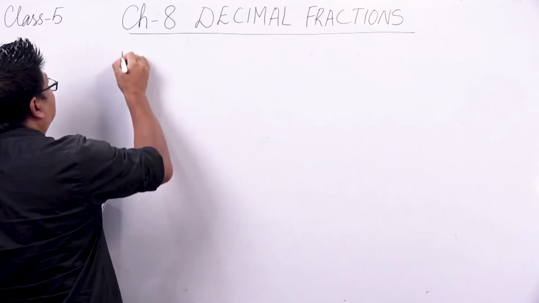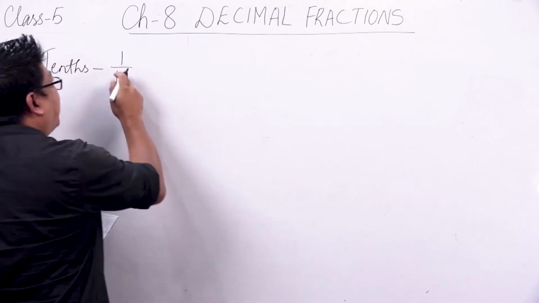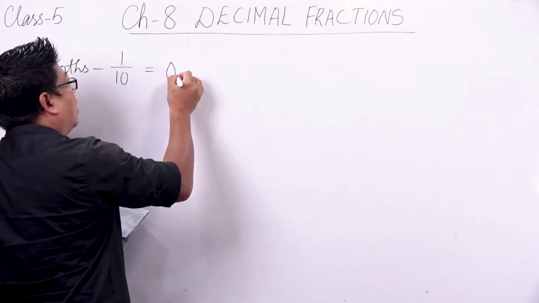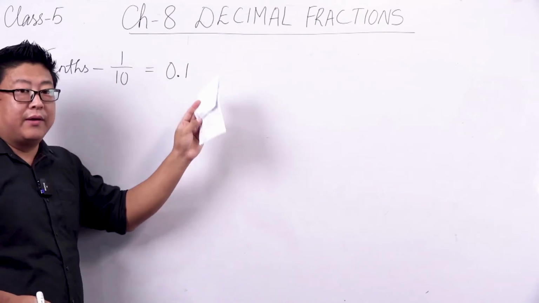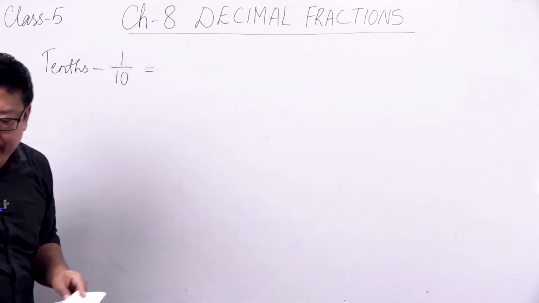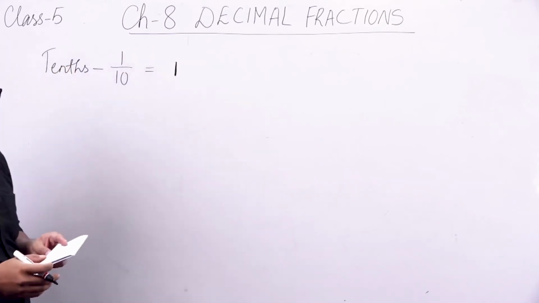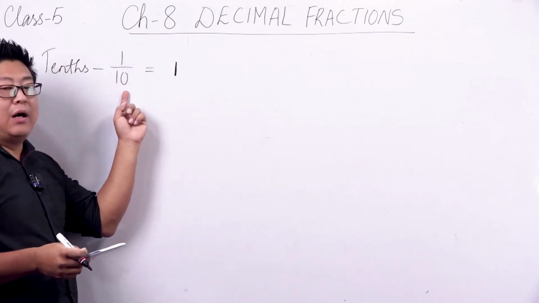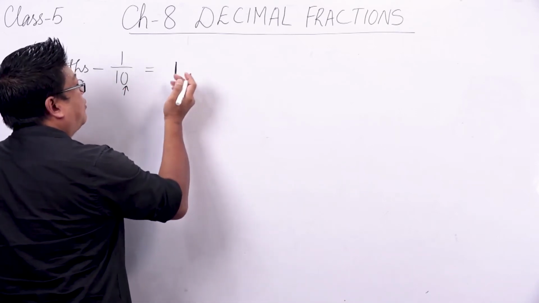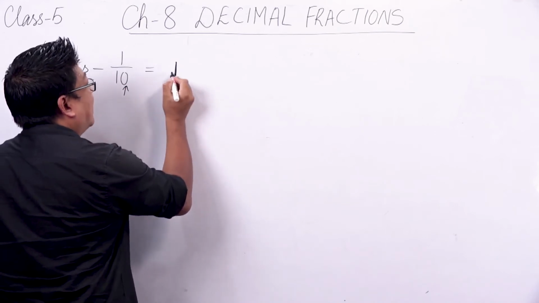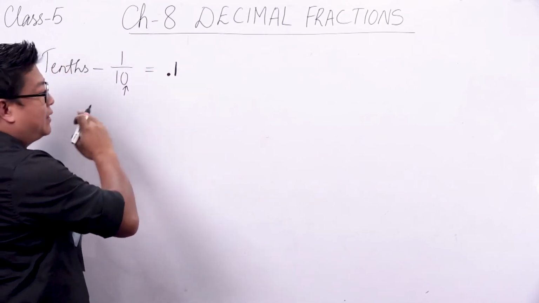Before we go there, we saw that tenths is 1 by 10. That can also be written as 0.1. Now you may be wondering how this 1 by 10 is written as 0.1. So let's start over. Since there is a 1 in the numerator, I'll write the 1 here, and count the number of zeros in 10. Only 1. So we will count one digit and then move to the left and put a decimal point.